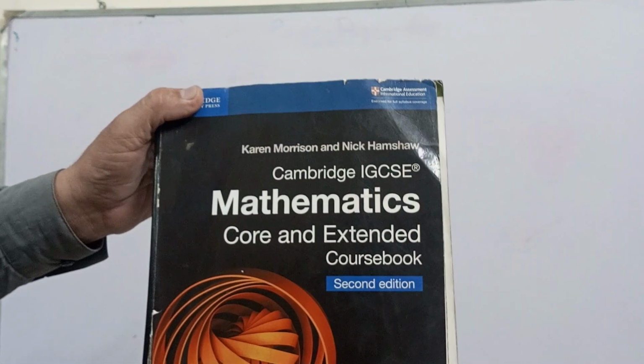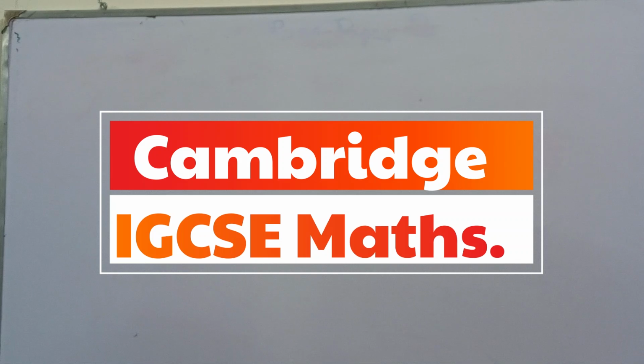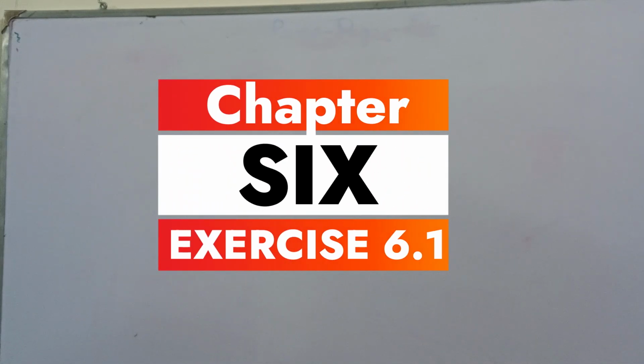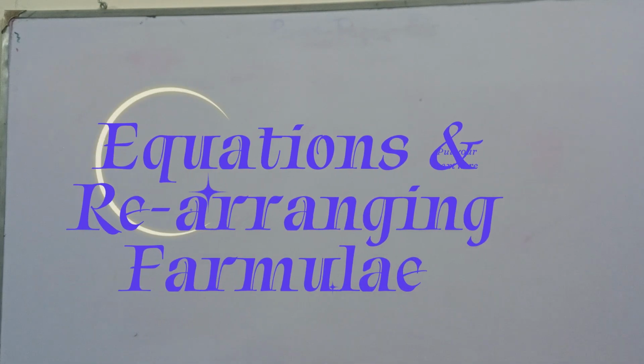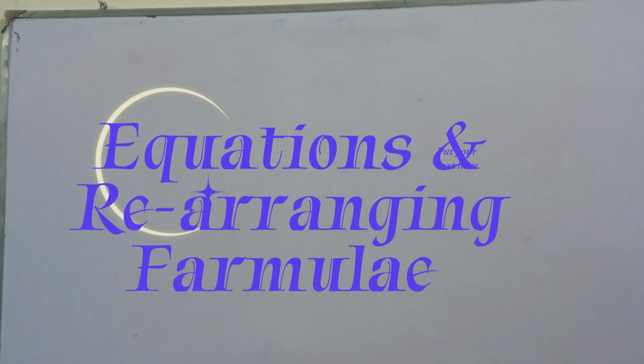So, as you all know, we are doing this course out of the Mathematics Core and Extended course book. We have just finished chapter number 5 and will be doing chapter number 6 today, which is about equations and rearranging formulae. It is very easy, and I have already done a few parts of it in my previous lectures.